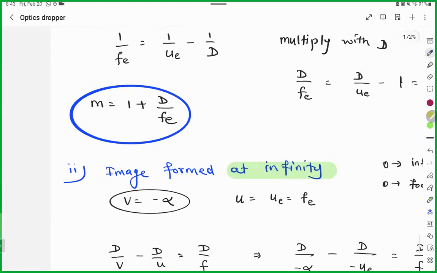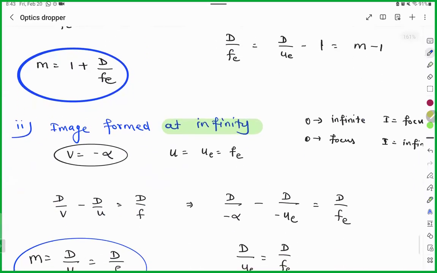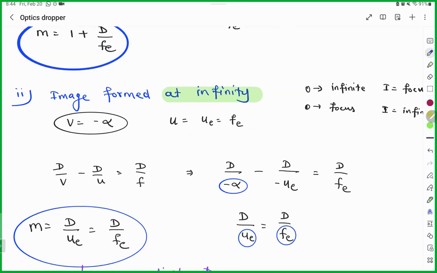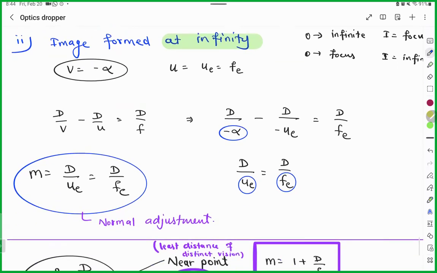Second possibility: if the image is formed at infinity, then the object must be placed at the focus. In that situation everything will be the same, but your image is formed at infinity, minus infinity, and the object is placed at focus. So you know UE will be equal to FE. That's why the magnification, which was equal to D by UE, will also be equal to D by FE. This is at infinity, also known as normal adjustment.